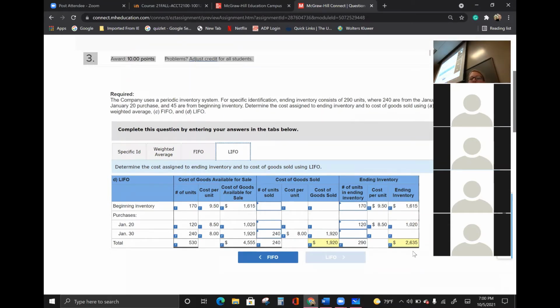Okay, so here's my inventory and cost of goods sold. That was using all four methods doing periodic.